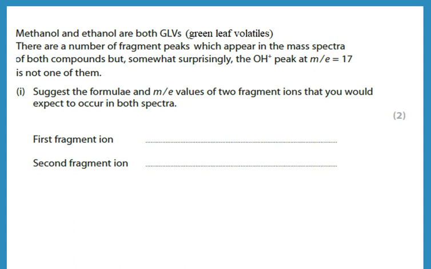Now, the question says, suggest the formula and m/e values of 2 fragment ions that you would expect to occur in both spectra. So what does he want? He's talking about methanol and ethanol. First of all, what is the structure of methanol and ethanol? Be able to draw the structure of ethanol and methanol. Remember that methanol is that first structure. It has 1 carbon and an OH, and the rest are hydrogen, so that's methanol. The ethanol is something that has 2 carbons.